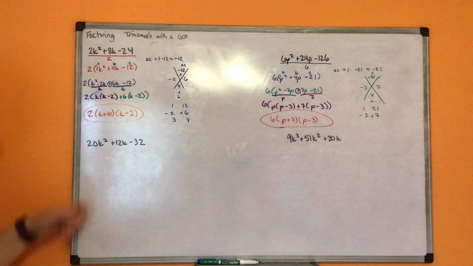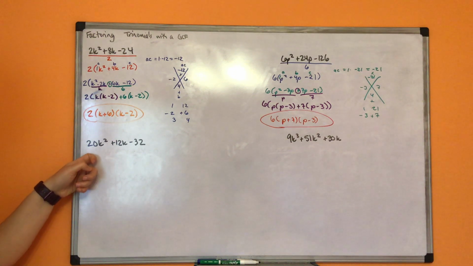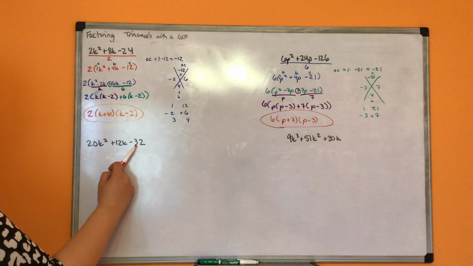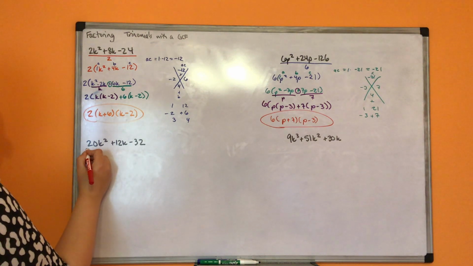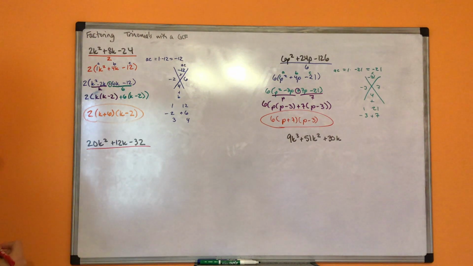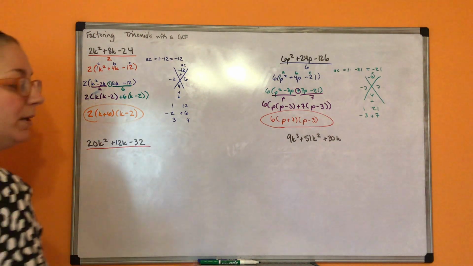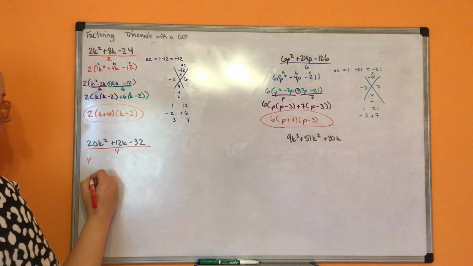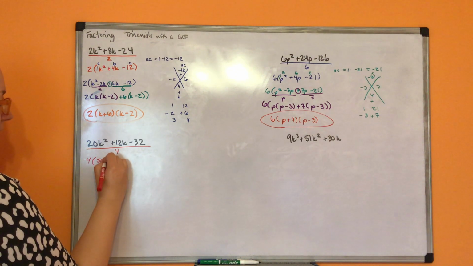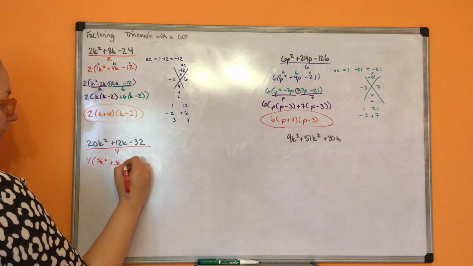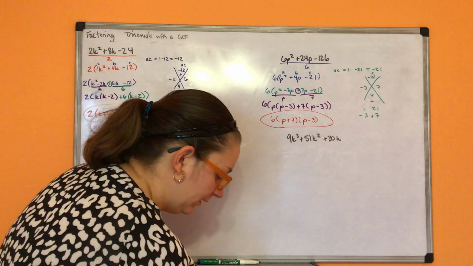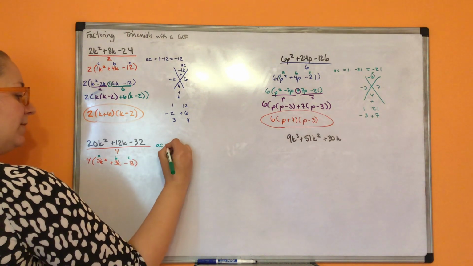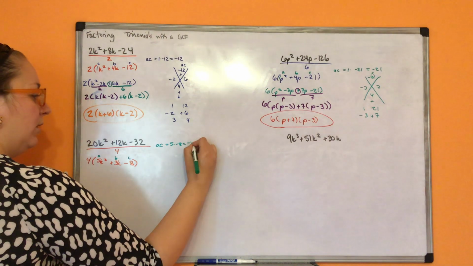Let's try 2 more. So this time, what is the GCF of 20k squared, 12k, and negative 32? Once again, it will be just a number because there's no variable here. The biggest number I can divide all of those by, you might think 2, but we want the greatest one, the biggest one, which is actually 4. So when I divide by 4, I get 5k squared plus 3k minus 8. Now I label my new a, b, and c. A times c is 5 times negative 8, which is negative 40.